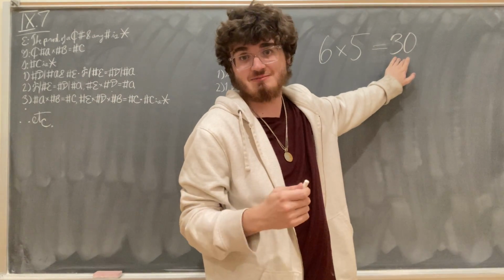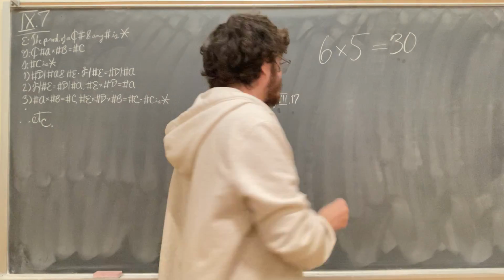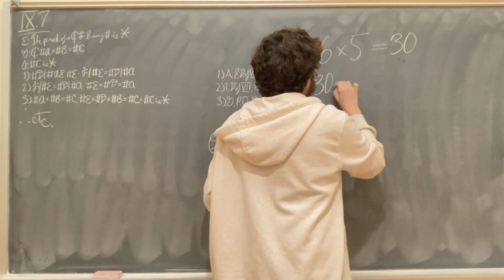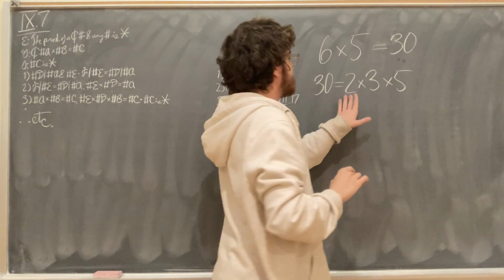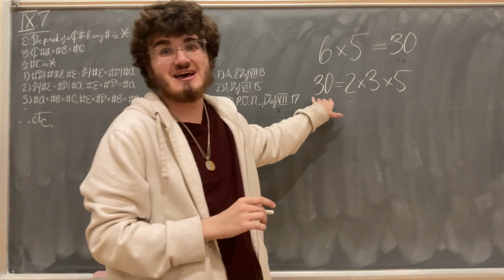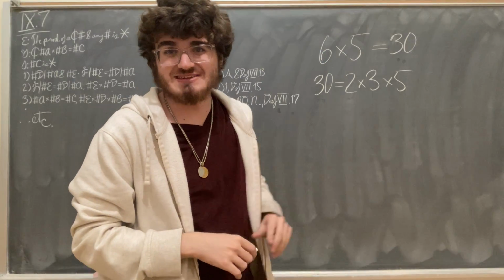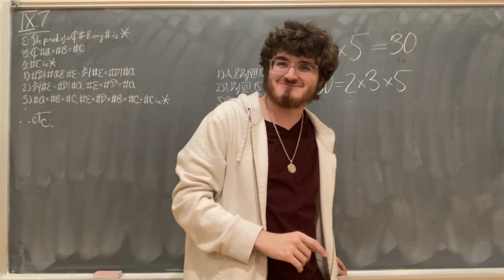solid number because it can be written as the product of three numbers. And that's fairly obvious. 30 is the product of 2, 3, and 5. 2 times 3 times 5 makes 30. So you see that this proposition holds, which isn't exactly surprising.